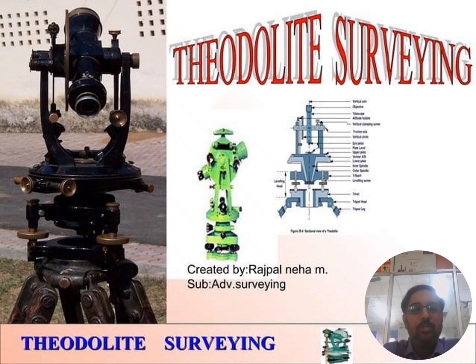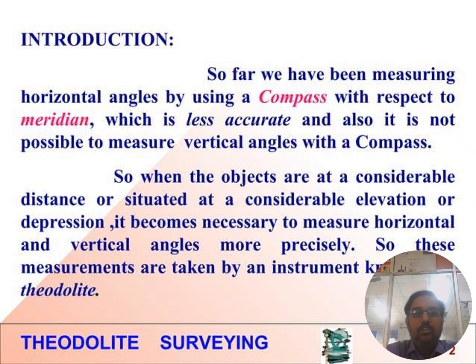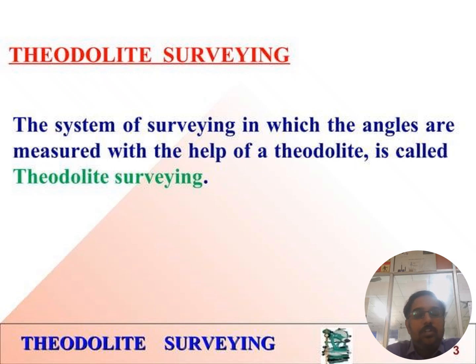I'm going to explain the topic of theodolite surveying. First, the introduction. So far, we have been measuring horizontal angles using a compass with respect to the meridian, which is less accurate, and it is also not possible to measure vertical angles with a compass. So, when the objects are at considerable distance or situated at a considerable elevation or depression, it becomes necessary to measure the horizontal and vertical angles more precisely, so these measurements are taken with an instrument called a theodolite.